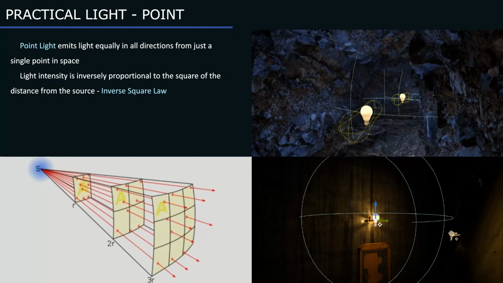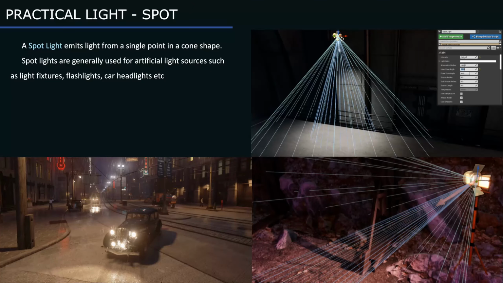cave with natural light. A spotlight emits light from a single point in a cone shape. Users are given two cones to shape the light, the inner cone angle and outer cone angle. Within the inner cone angle, the light achieves full brightness. As you go from the extent of the inner radius to the extent of the outer cone angle, a fall-off takes place, creating a penumbra. The radius of light defines the length of the cones. Spotlights are generally used for artificial light sources, such as light fixtures, flashlights, car headlights, etc.